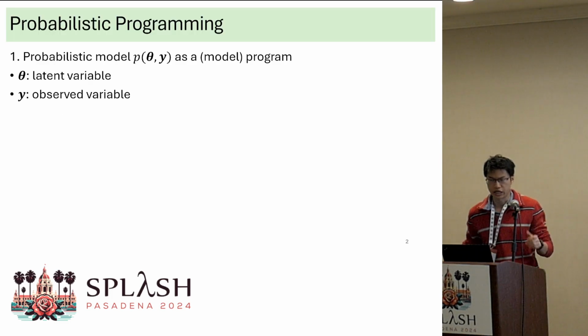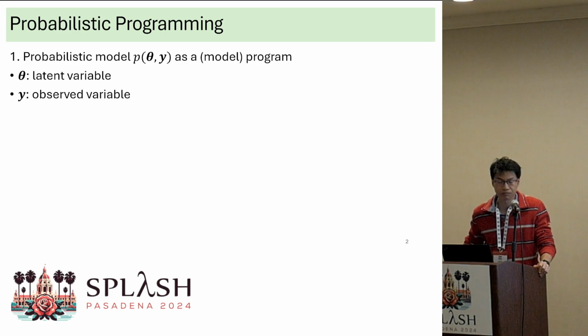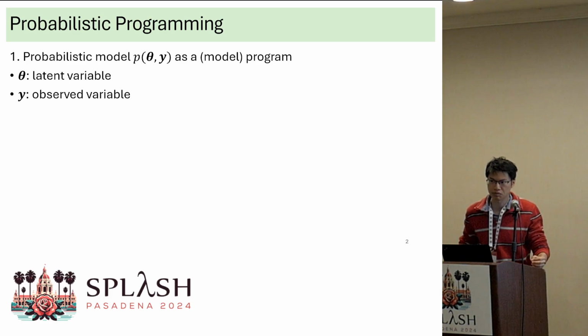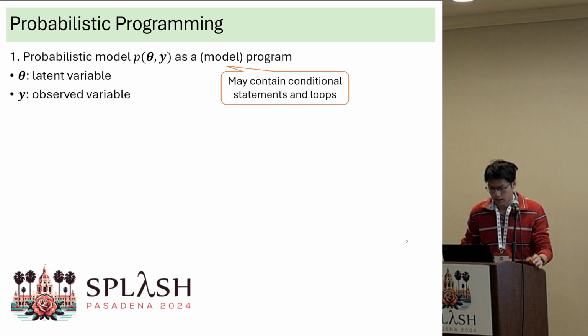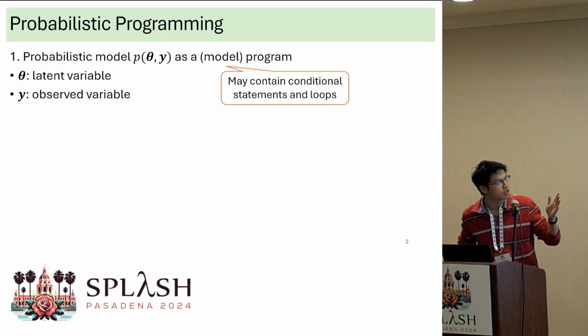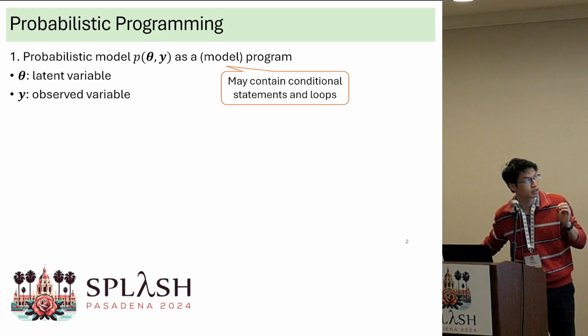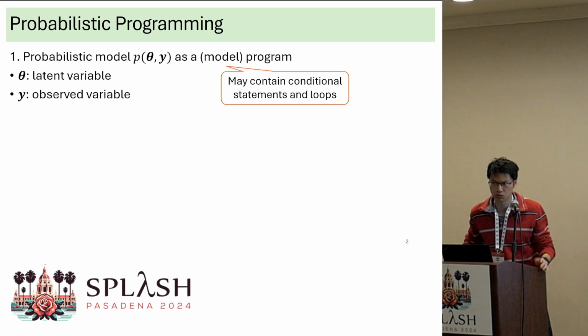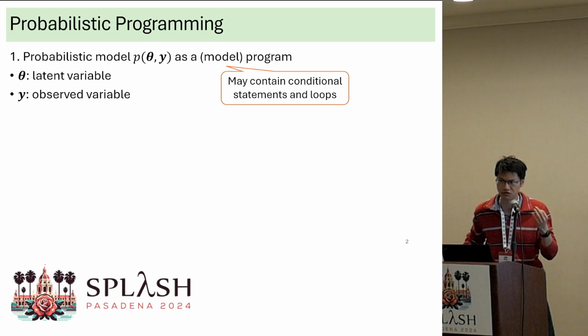So to set the stage, let me first introduce probabilistic programming. The user first writes a probabilistic model, which is a joint distribution of two random variables, theta and y, as a program. And this model program may contain conditional statements and loops. Here we have two random variables, theta and y. Theta is a latent variable, which we want to infer, and y is an observed variable for which observed data will become available.